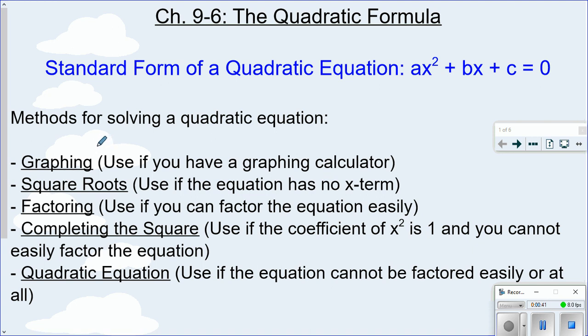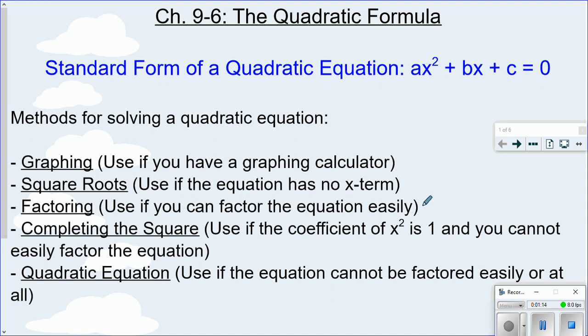So first one is graphing. Graphing is the least useful method. So I would say you only want to use graphing if you have a graphing calculator, because then you can just type in the equation, look at the graph, and remember the solutions are the x-intercepts. So that's what you're looking for. The other method is square roots, and you want to use this if the equation has no x term in it. So if there's not an x term, then this is a good method to use.